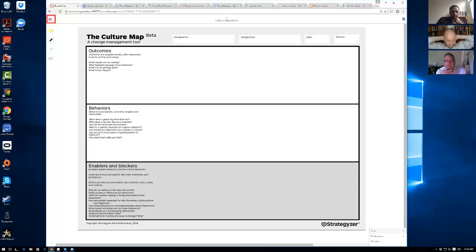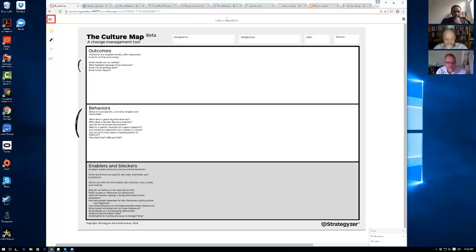But this is basically very, very simple, and it has been intentionally designed to be relatively self-explanatory. So you'll see here that structurally it's modeled on something called the Business Model Canvas by a guy named Alex Osterwalder.